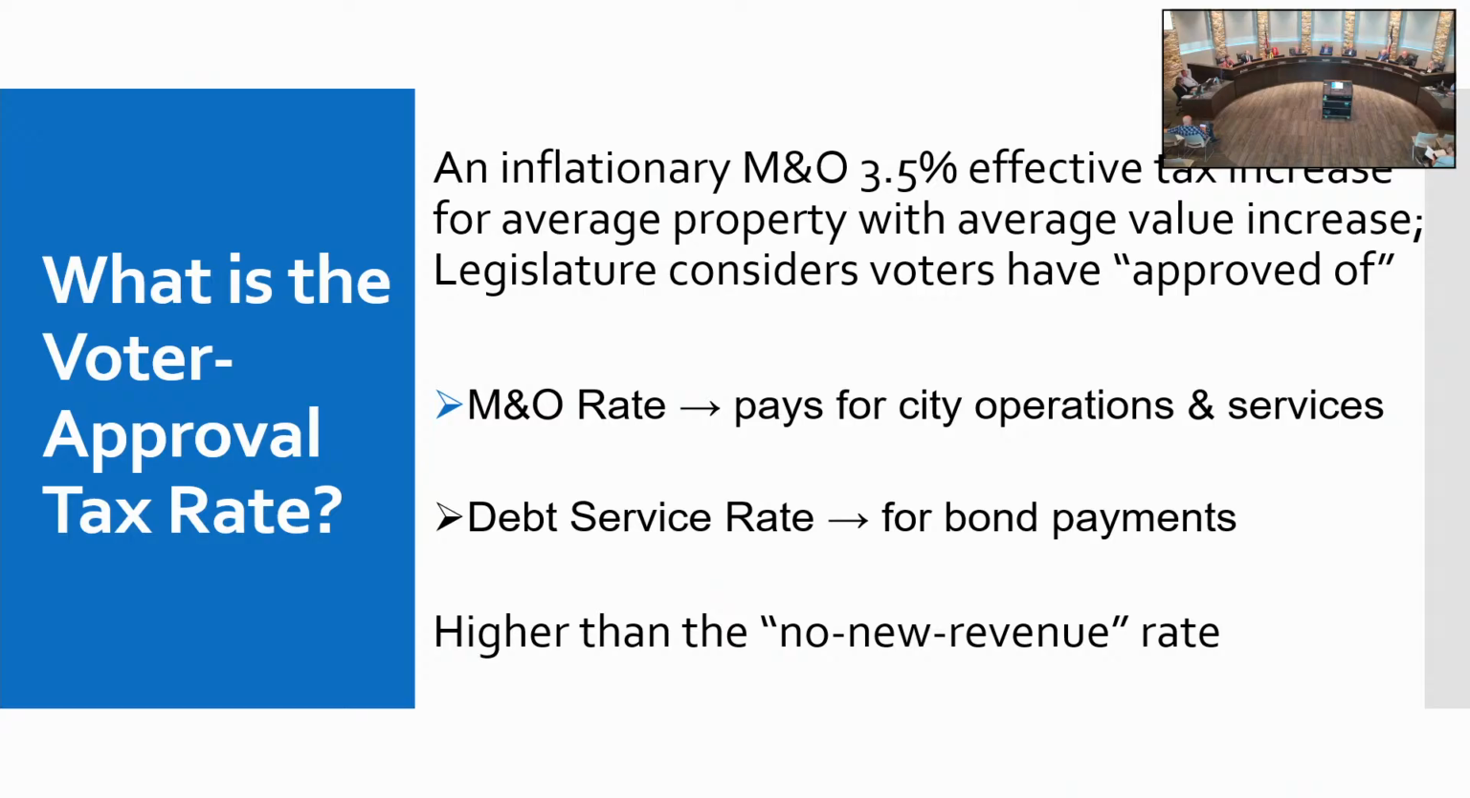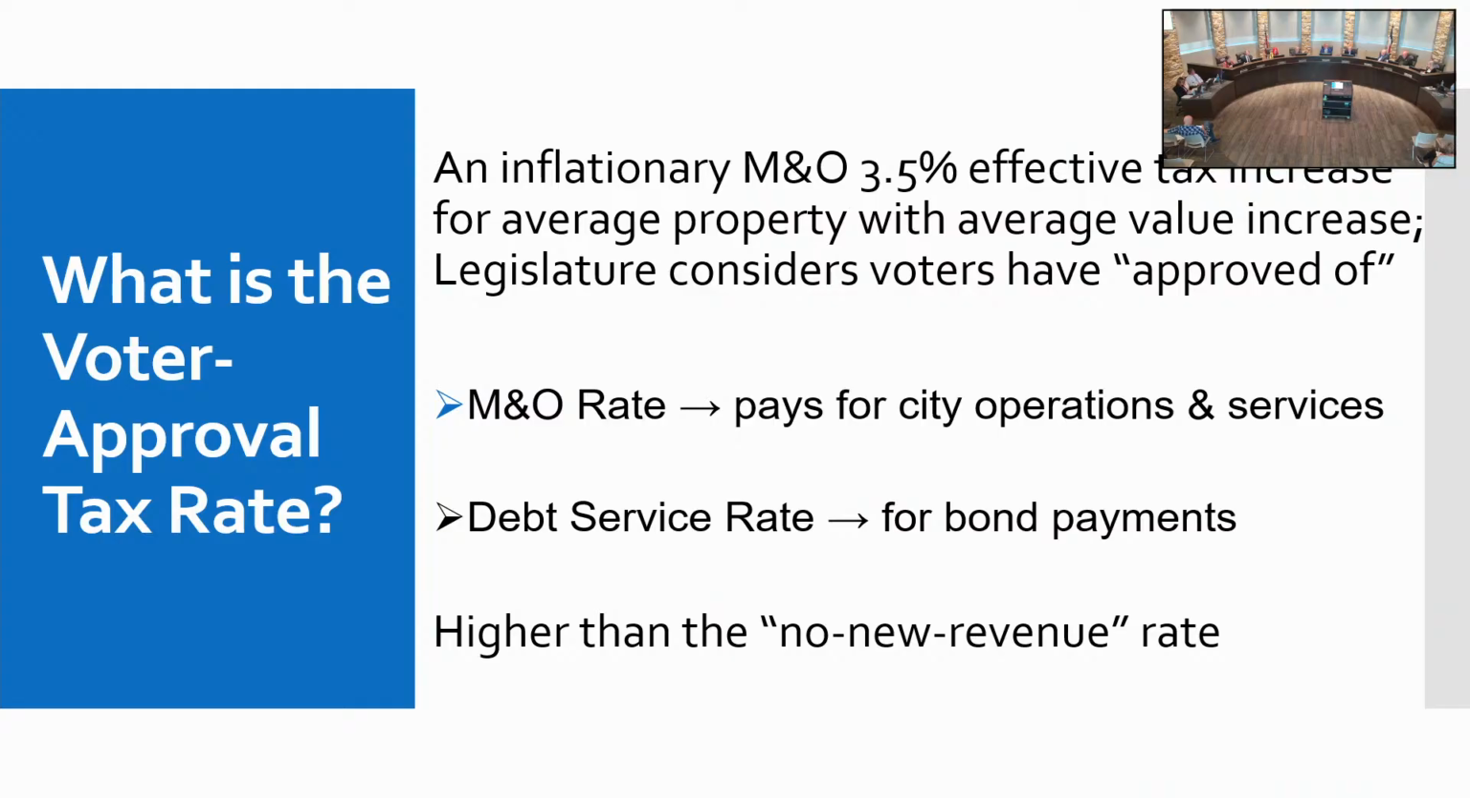And so what is the voter approval rate? Because it's super confusing. Even the staff are like, what does this mean? So it's basically an inflationary maintenance and operation 3.5% effective tax increase for the average property with the average value increase. So the nomenclature is basically like an inflationary cost increase for people that had a normal increase in their appraisal. And there's a very complicated formula that does that.